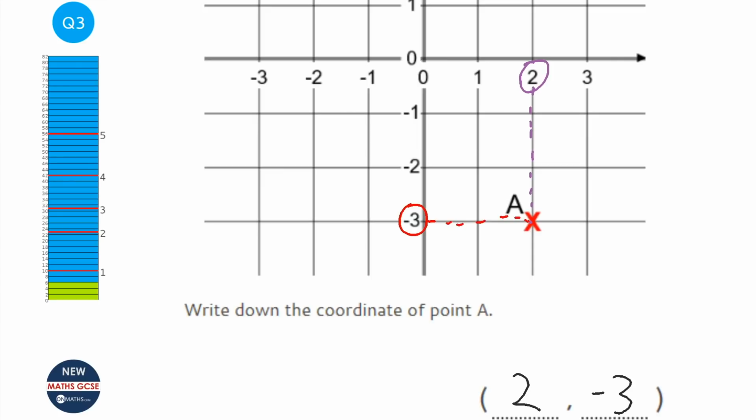Now some people think of this as starting in the middle and going along the corridor to the 2 and then down the stairs, or up the stairs. This one it's down the stairs to -3. Now it's really common for students to get these muddled up, so just remember we always do the x, so the horizontal, we go across first and then the y, which means we go up or down.